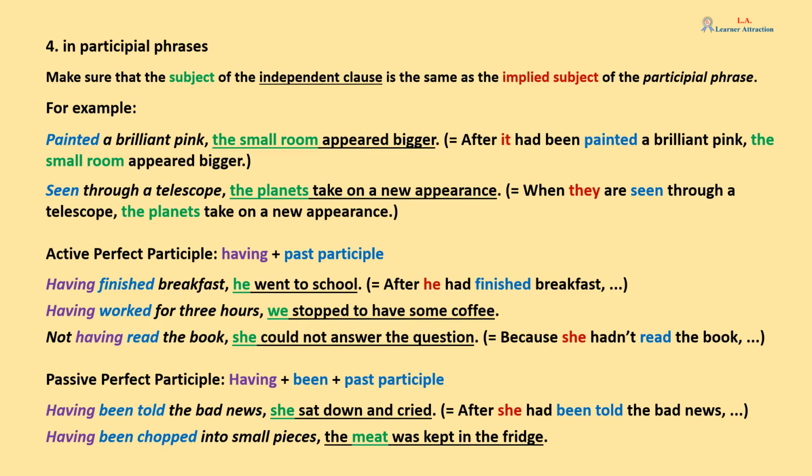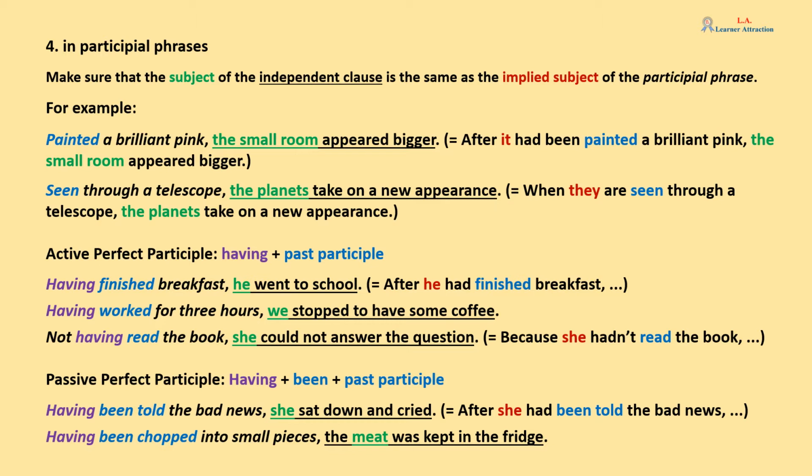Seen through a telescope, the planets take on a new appearance. Means, when they, or the planets, are seen through a telescope, the planets take on a new appearance. Active perfect participle, having, plus past participle. Having finished breakfast, he went to school. Means, after he had finished breakfast, he went to school. Having worked for 3 hours, we stopped to have some coffee. Not having read the book, she could not answer the question. Means, because she hadn't read the book, she could not answer the question.